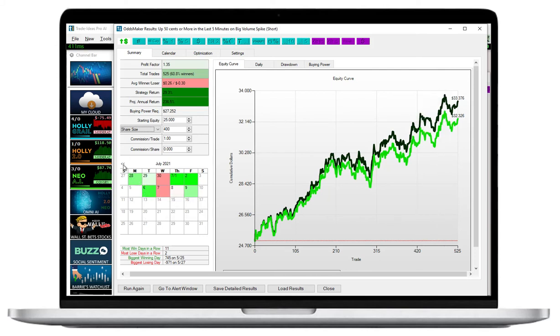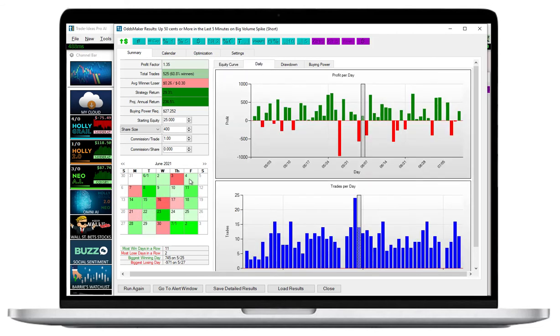Hover your mouse over a day, to see more details, including the win rate in percent, and by number of trades, the total profit for the day, as well as the average gain. While you hover, the section of the equity curve, the daily graph, the drawdown and the buying power graph for that day, will be highlighted.